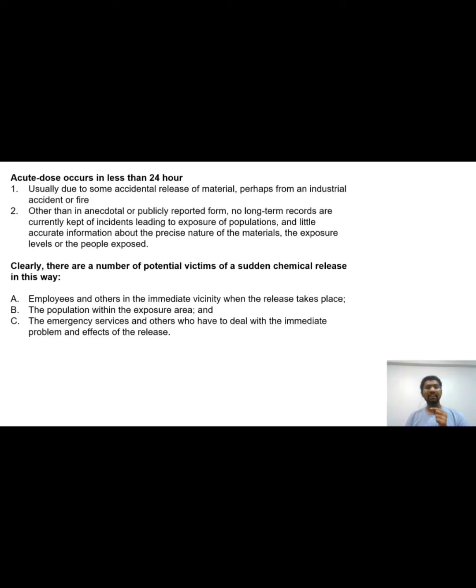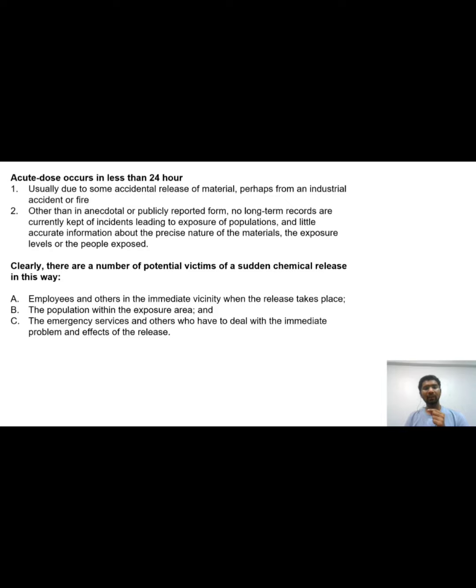Acute doses occur in less than 24 hours, usually due to some accidental release of material, perhaps from industrial accidents or fires, other than in an anecdotal or publicly reported form. No longer term records are currently kept of incidents leading to exposure of the population, and there is little accurate information about the precise nature of the material, the exposure levels, or the people exposed.